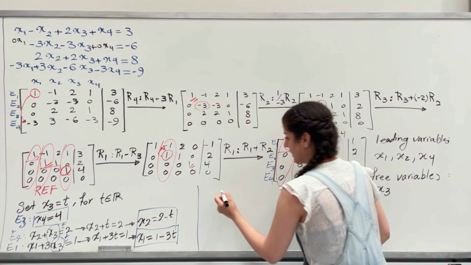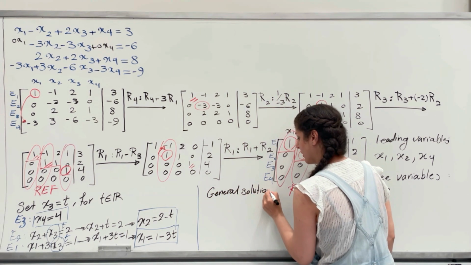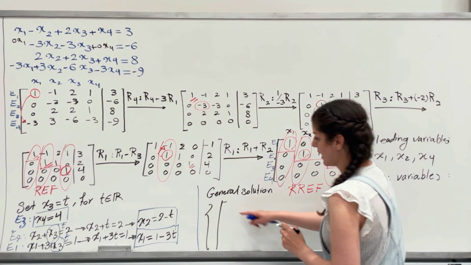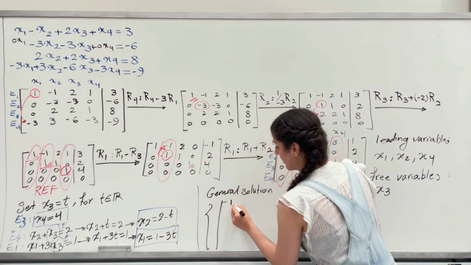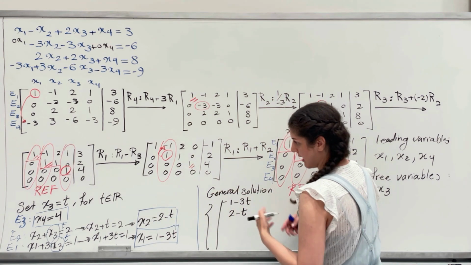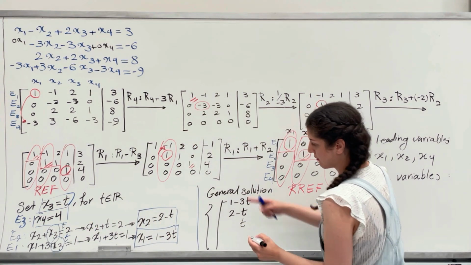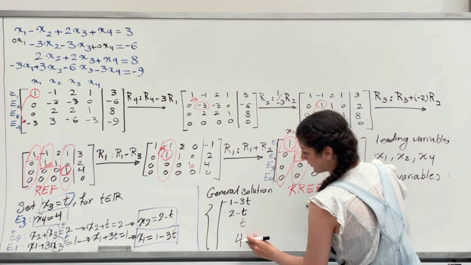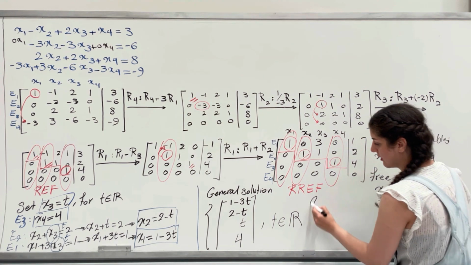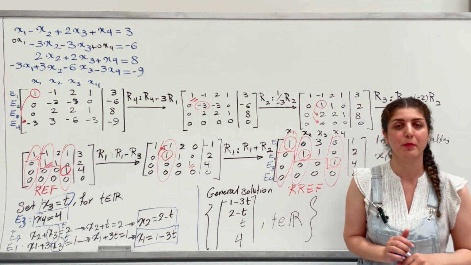Okay, so the general solution is going to be all vectors in which x1 is 1 minus 3t, x2 is 2 minus t, x3 we set to be t, and x4 is 4. And t can be any real number. And there we go. All right, that's how we solve this problem.